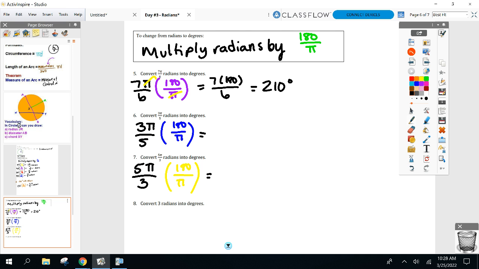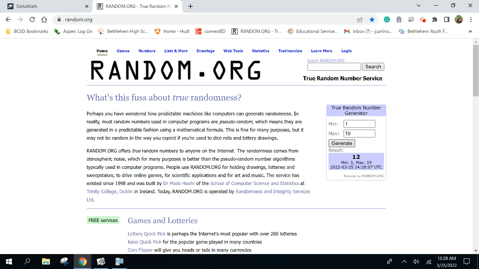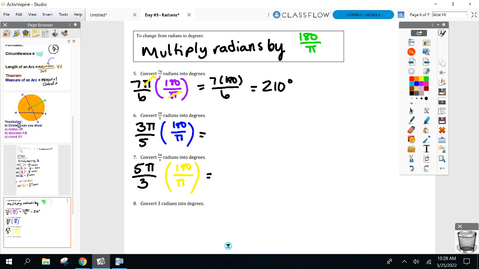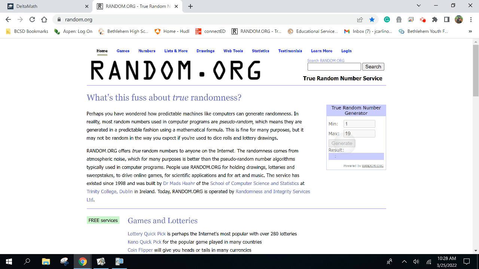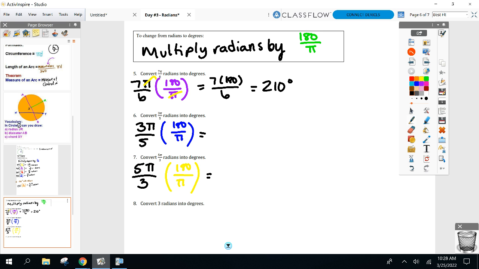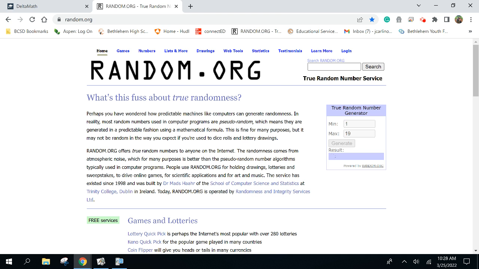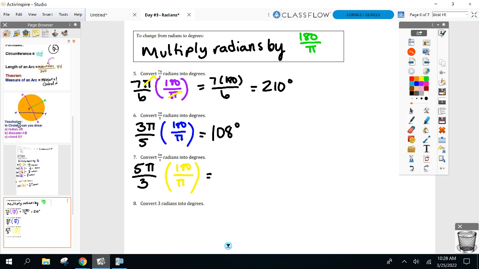All right, what do we end up with? For number 6, how many degrees? 108 degrees. And then how about 7? 5 pi over 3 radians. 300. 300 degrees, yep. Any issues before we get to the last one?